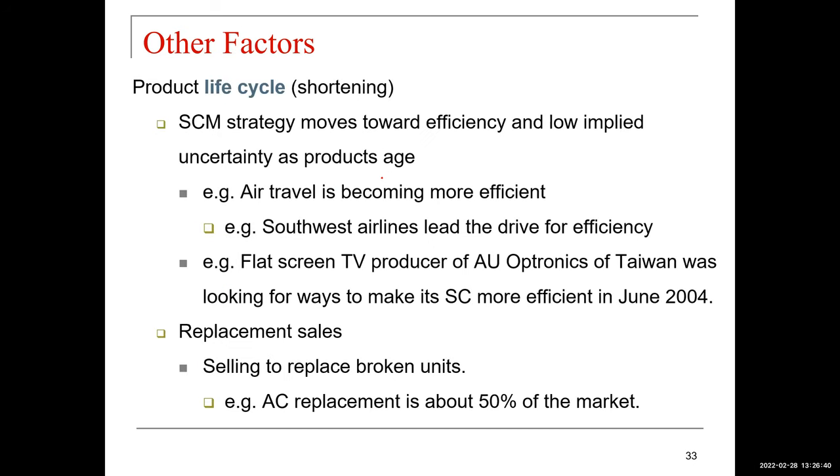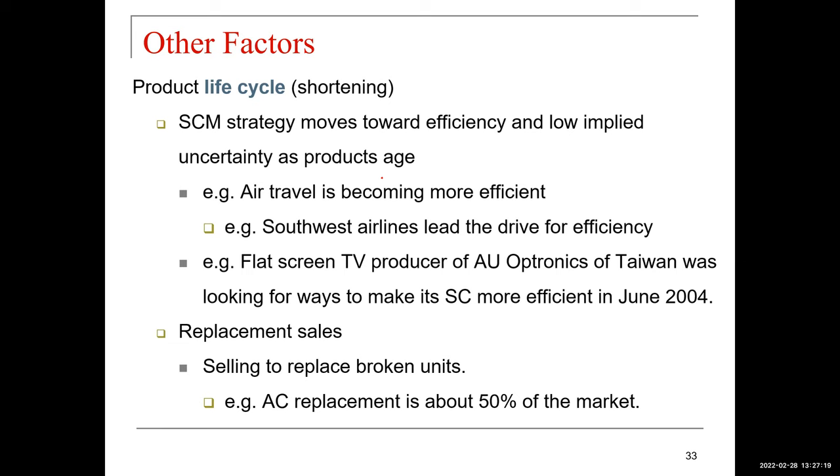Other factors: product life cycle shortening, in the sense that when you shorten the life cycle, you get less time to sell the product. For example, the life cycle of DVDs. They started, they were popular, now they are no longer, well, there are still people who buy them, but they're not capturing a good market of the sales any longer. Now people are buying e-copies or downloading their movies onto the computer and so on.